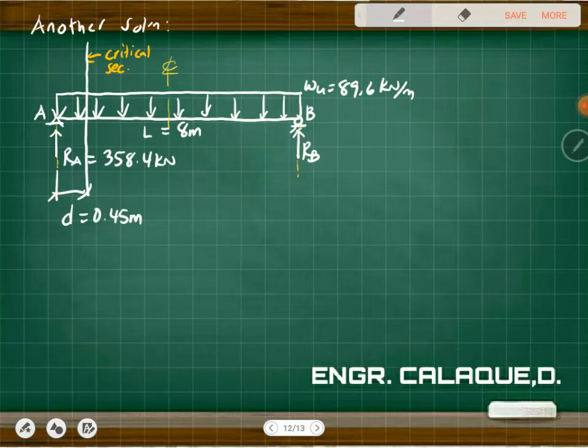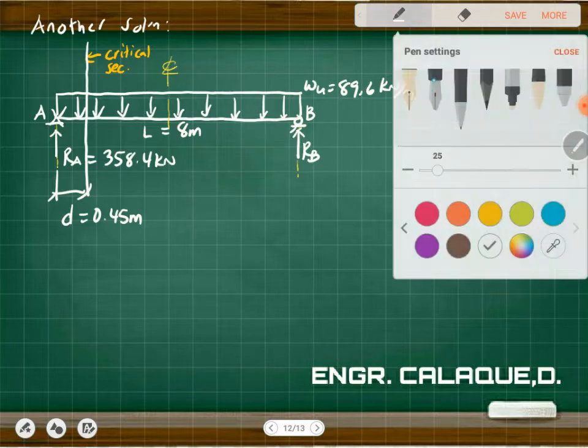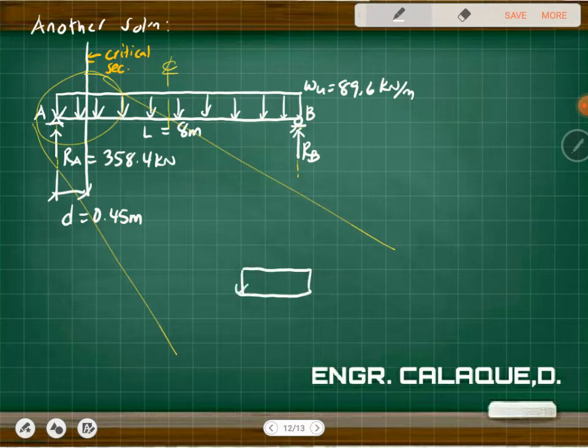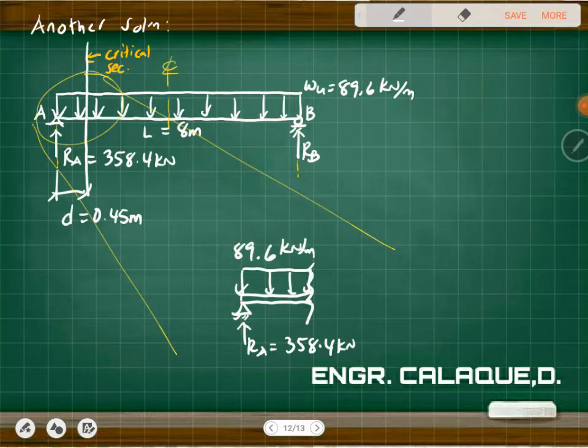So yung gagawin lang natin is putulan lang natin yan, no? So bali consider na lang natin yung dito na lang na part, yung dyan lang. So bali parang ito yan. So consider natin yan. And then meron tayo ditong, bali dito yung cutting natin, ha? So ito yung RA na 358.4 kilonewton, and then dito meron tayong 89.6 kilonewton meter, and then yung distance nito is 0.45 meter.